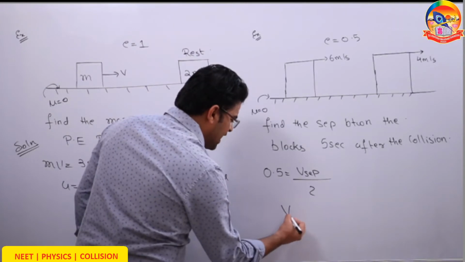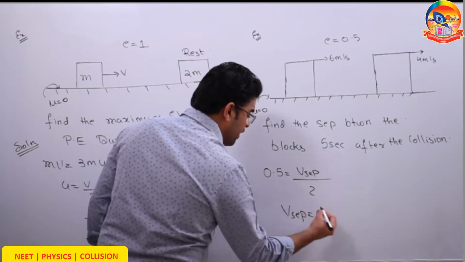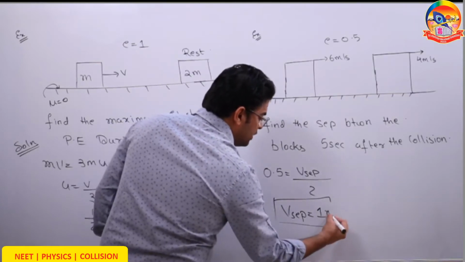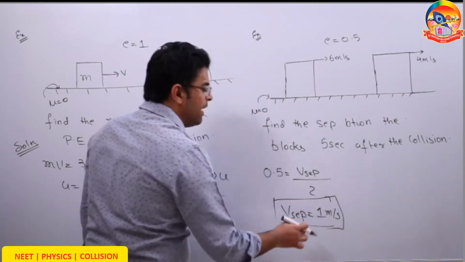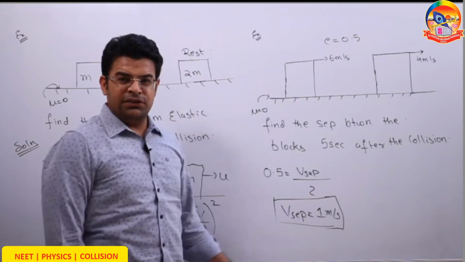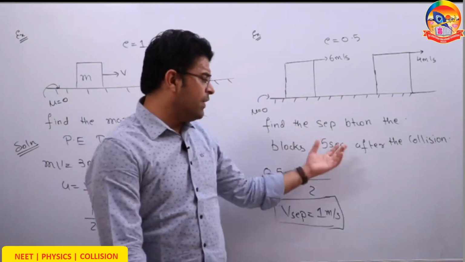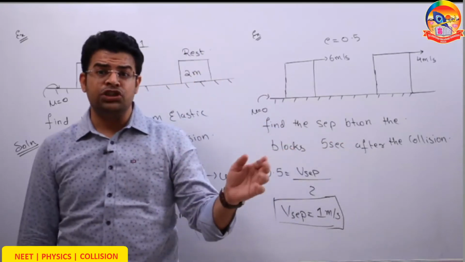So you can say that velocity of separation has to be 0.5 into 2, that is 1. It means that after the collision, the separation between them increases by 1 meter every second. If the separation increases by 1 meter every second, what will be the separation between them after 5 seconds? So after 5 seconds, the separation has to be 5 meters.